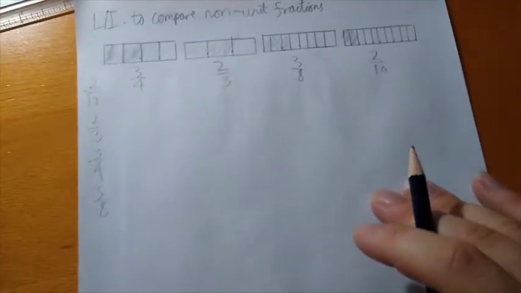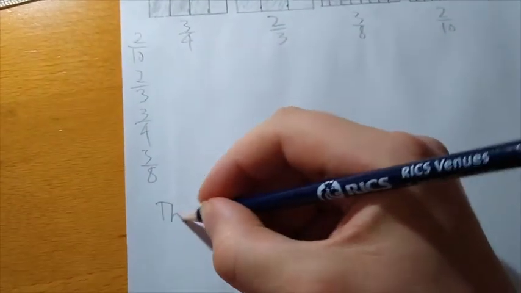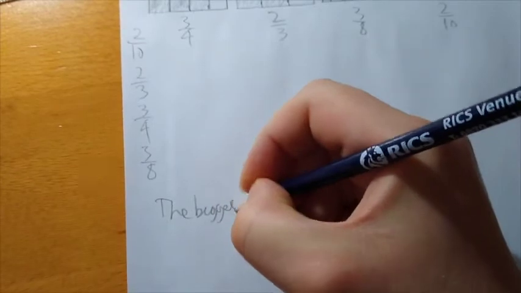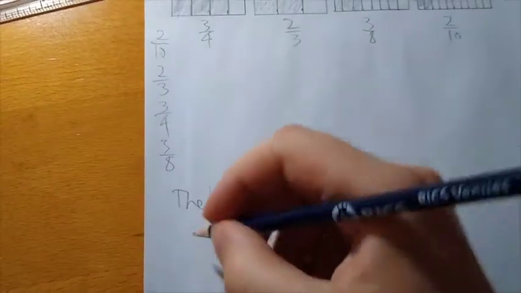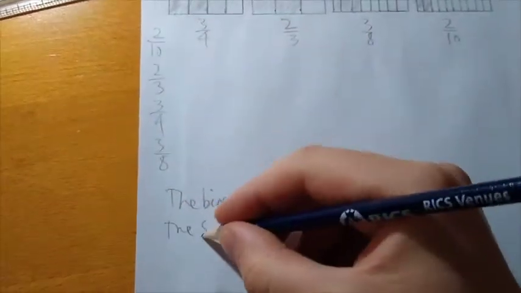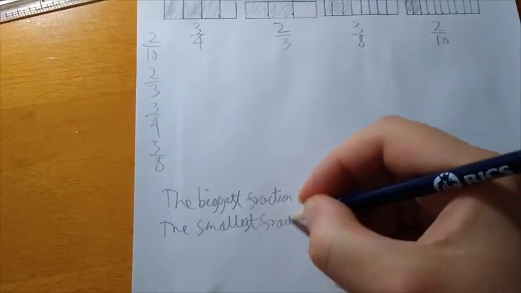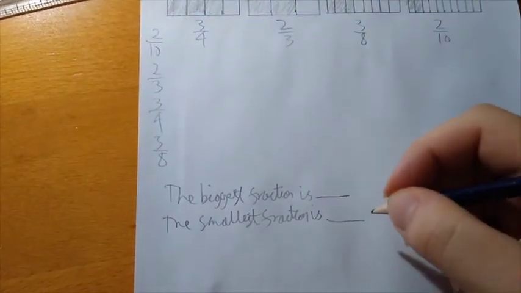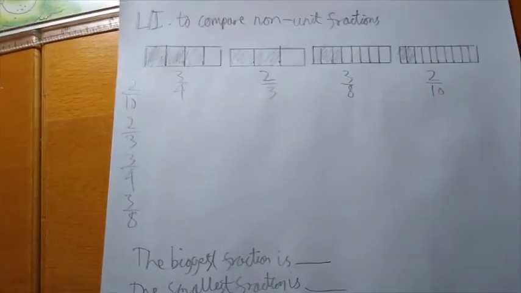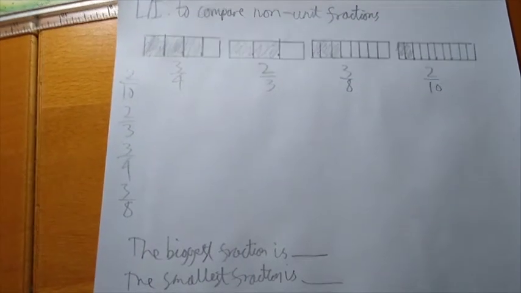So what we're going to do now is write which one the biggest is. So the biggest fraction is, and the smallest fraction is. I'd like you to have a go at saying which fraction's biggest and which fraction is smallest.